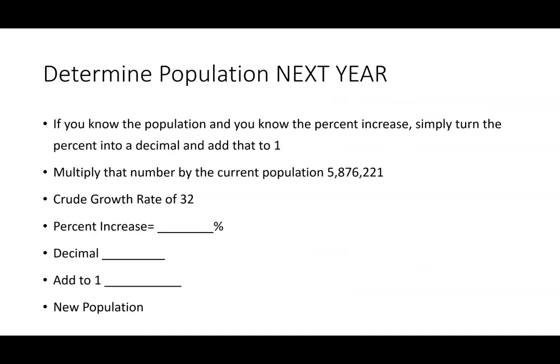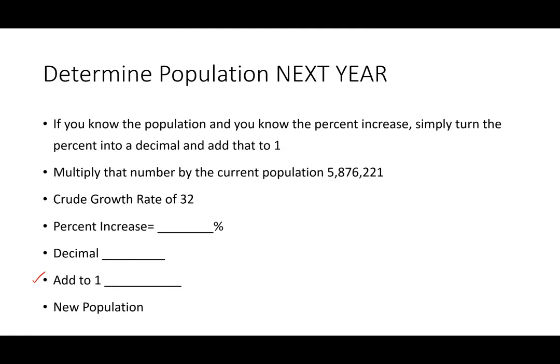And let's see what we got. Well, now I have to figure out what my population is going to be next year. And I'm saying to myself, how am I going to do that? Well, I have to know some things. I have to know the current population, which in this case is 5 million and change, close to 6 million. I have a crude growth rate, which I know how to turn into a percent, which is nice. I know how to turn it into a decimal. And I have this little weird thing right here, but we'll get to that in a second. That's going to allow us to find our new population.